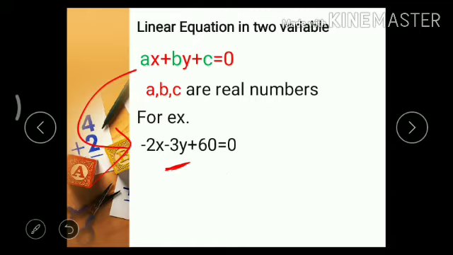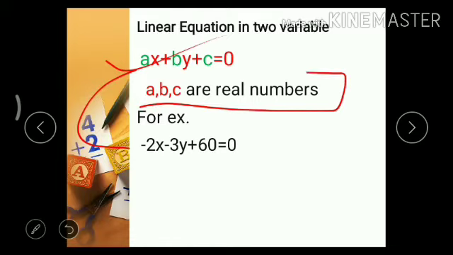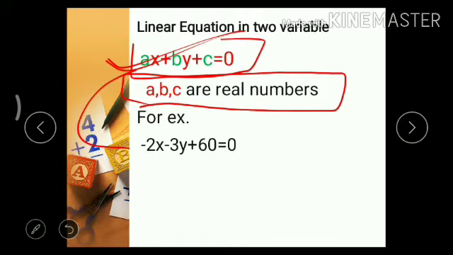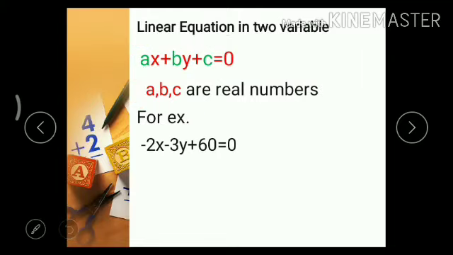That is why in the general formula it is written that a, b, c are real numbers. a, b, c are not the variables. To make it general we are using a, b and c. x and y, these two are the variables. So I hope you have understood why the general formula is written as ax plus by plus c.